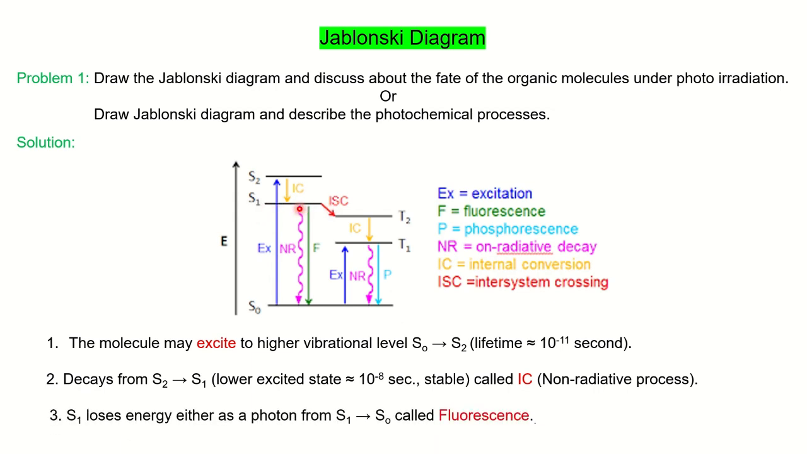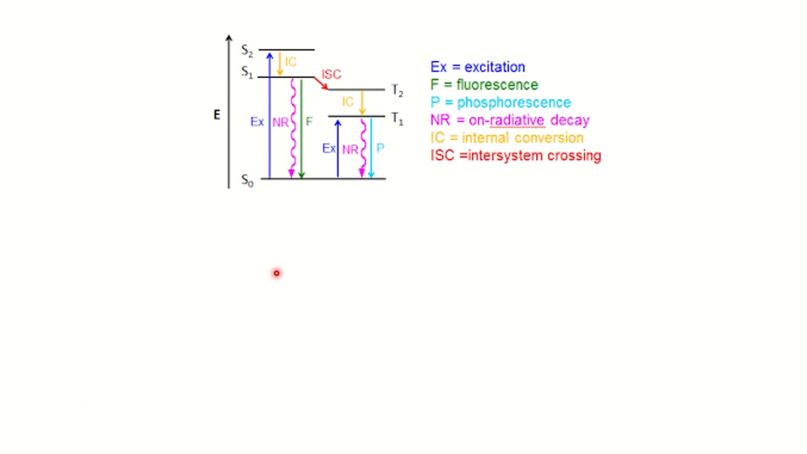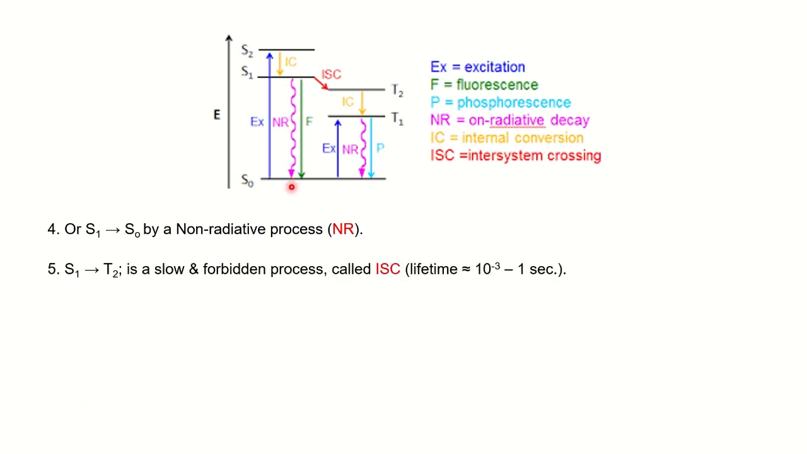So first, S1 may lose the energy as a photon and come back to S0 from S1 to S0. This is an allowed transition because the spin is not changing, and this process is called fluorescence. The other possibility is the molecule may come back by a non-radiative process from S1 to S0. Here you will not see any radiation.